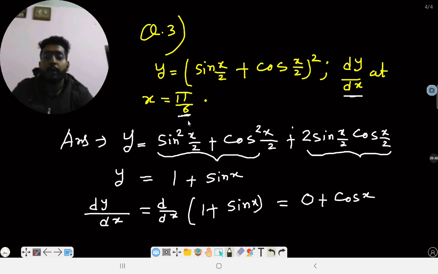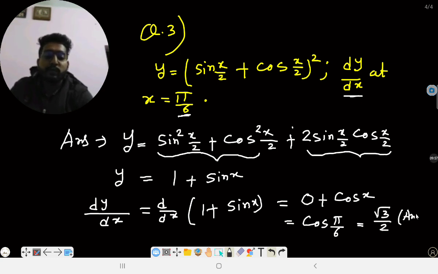That means whatever point is given, after doing the derivative we have to put the value here. So here you can see, we have to put x equals to pi by 6. That means cos 30 degree. Now what is the value of cos 30 degree? That is root 3 by 2. So that will be the answer like this.